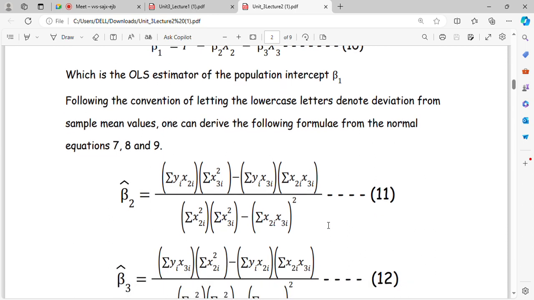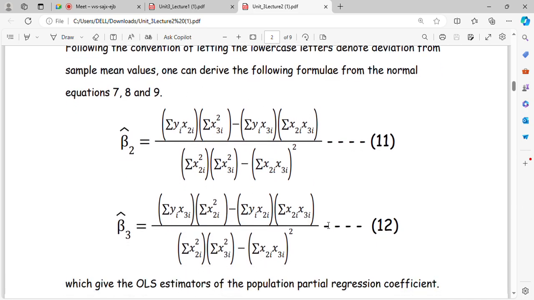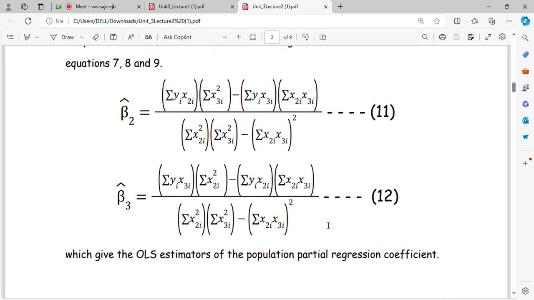So obviously using 7, 8, 9 we can get beta 2 hat, an important result. What do we get for beta 2 hat: summation yi x2i times summation x3i square minus summation yi x3i times summation x2i x3i, whole divided by summation x2i square times summation x3i square minus summation x2i x3i whole square.